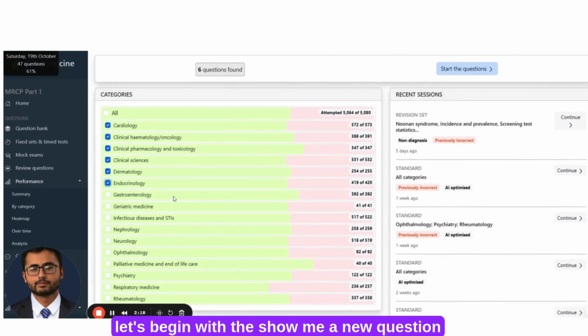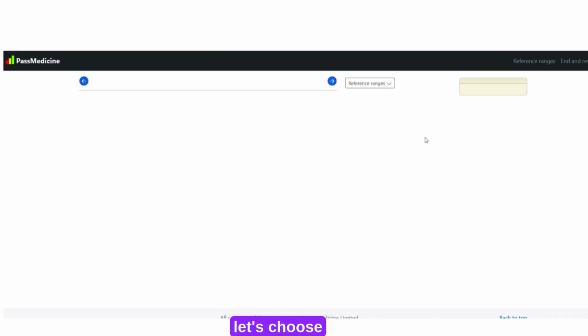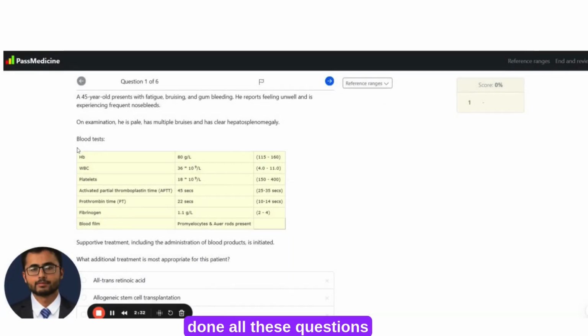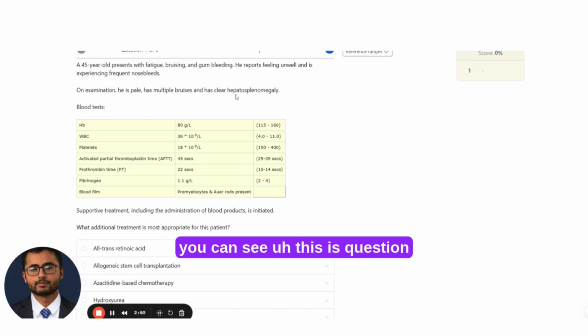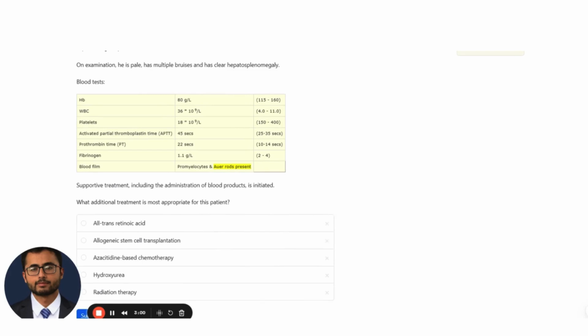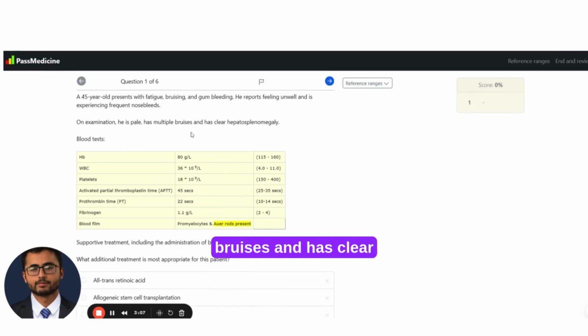Let's begin with the show me new questions only, but there is none because I have attempted all. So let's choose multiple categories, because I have done all these questions, and there are not many left. As you can see, this is a question asking: a 45-year-old patient presents with fatigue, bruising, gum bleeding, and reports feeling unwell and experiencing frequent nosebleeds. All right, seems like some problem with coagulation. On examination, the patient has multiple bruises and clear hepatosplenomegaly, so the Auer rods are present.